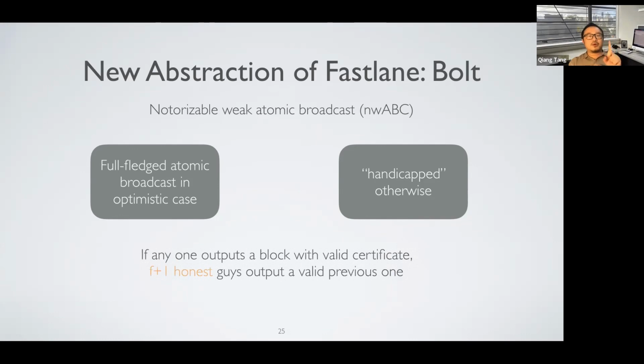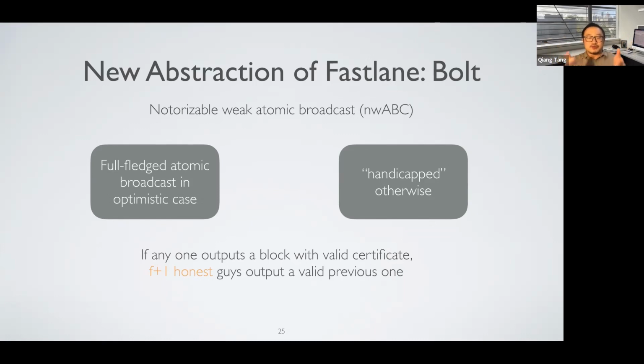But we ask for one more property. The only property we ask for is called notarizability. What does notarizability mean? It's actually a very simple property. Basically, anyone who outputs a block with a certain certificate or proof, we consider a valid block to contain a certificate that is publicly verifiable. If anyone outputs it, even including the malicious guys, that means at least a majority of the honest guys already output the previous block. That's the only guarantee that we call notarizability.